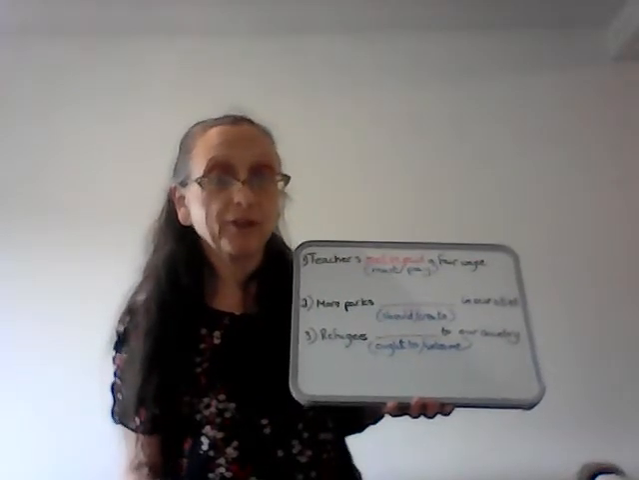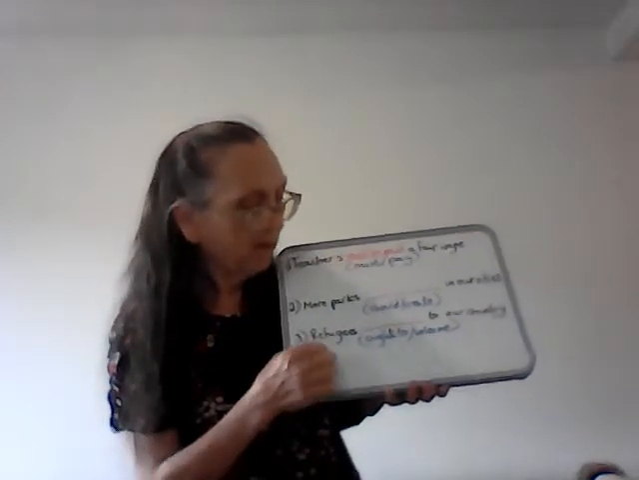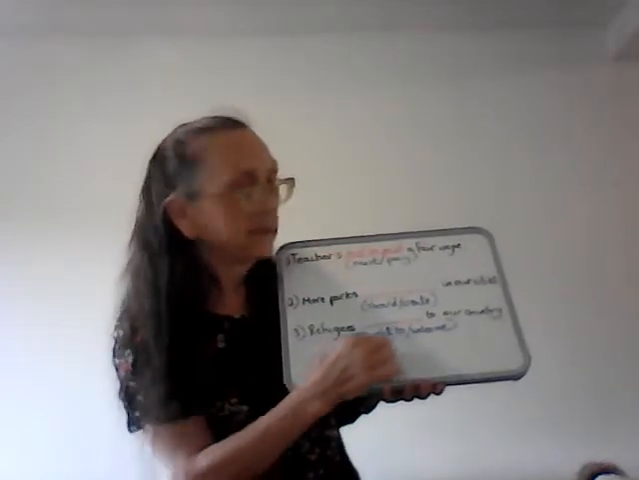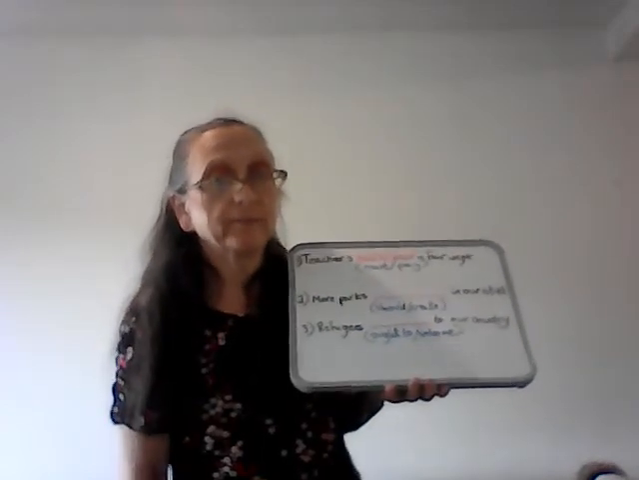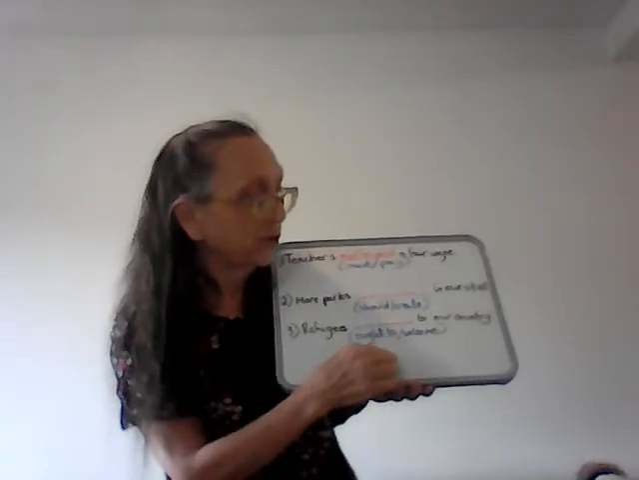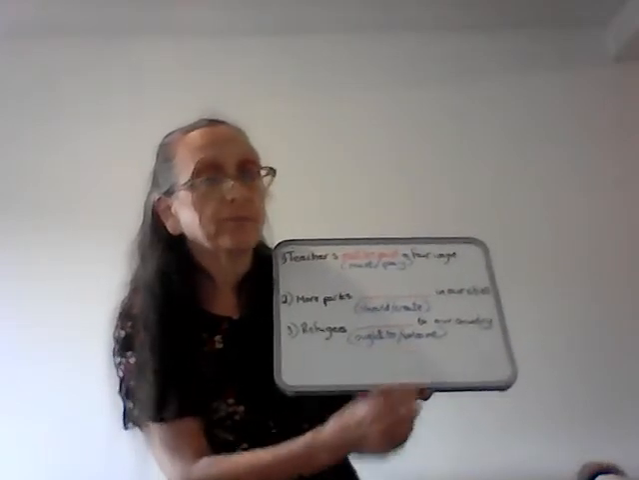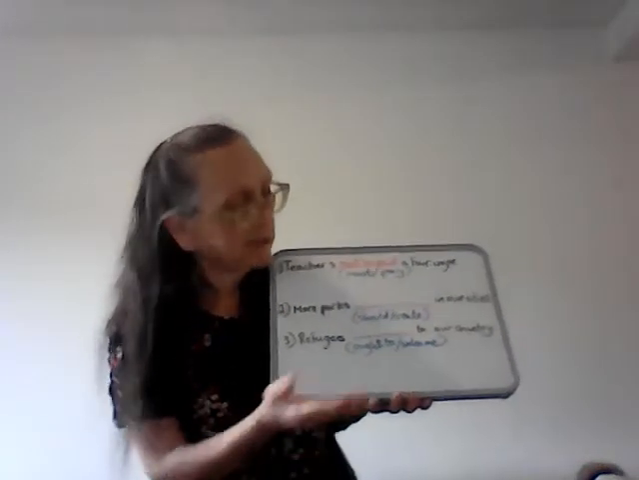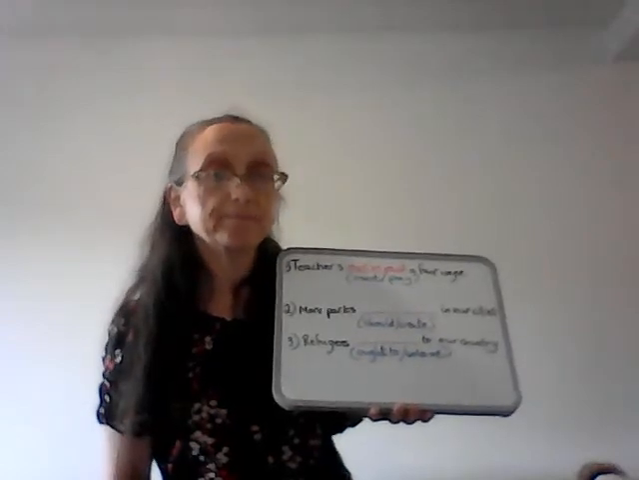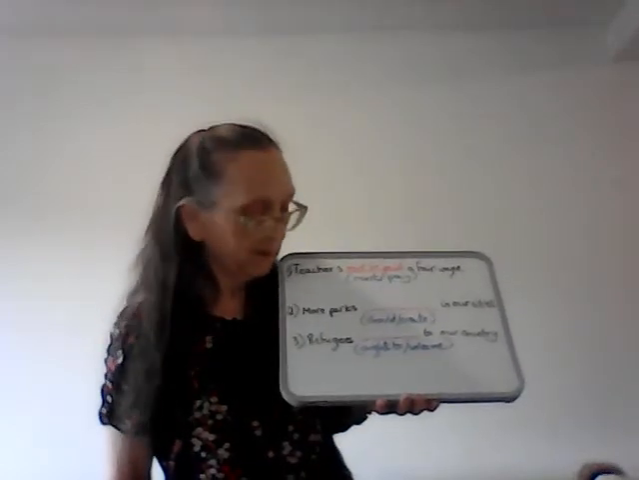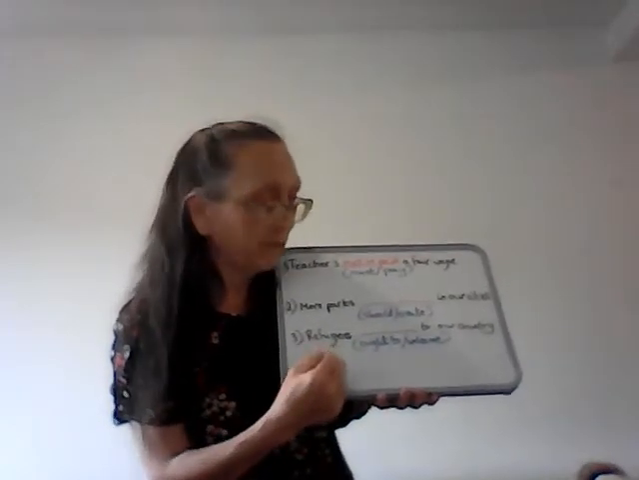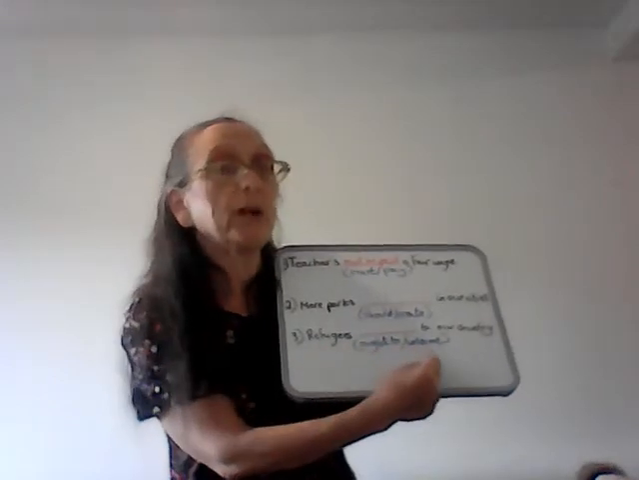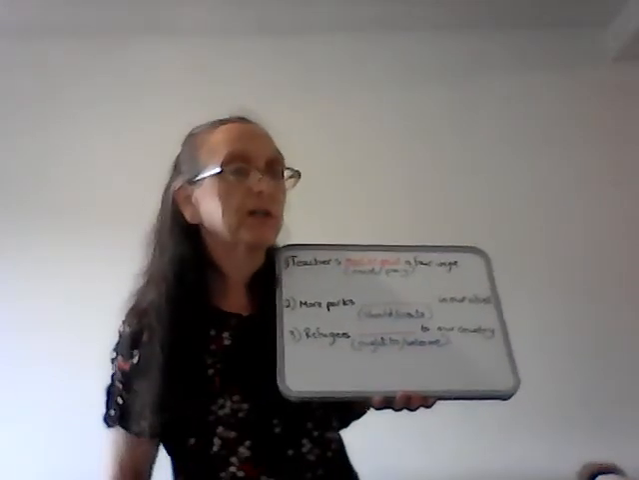And what about the third one? Refugees to our country. The words in blue are ought to and welcome. What will we do to those words to make them fit in the gap in red? Refugees ought to be welcomed to our country.